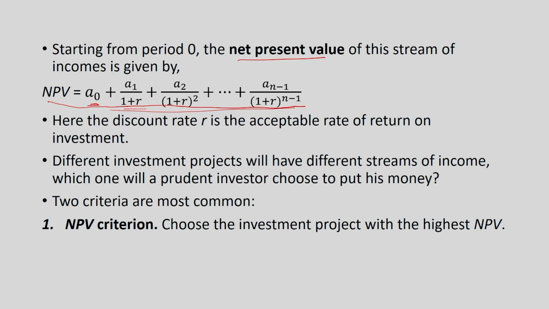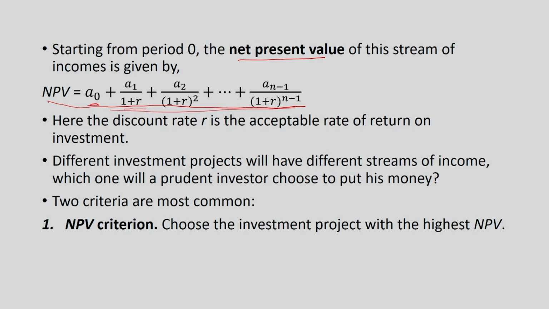Here the discount rate r is the acceptable rate of return on investment. So, the investor, when he is investing in this particular project, will try to find out what is the acceptable rate of return, and suppose r is the acceptable rate of return, then r is going to be the rate at which the stream is going to be discounted.